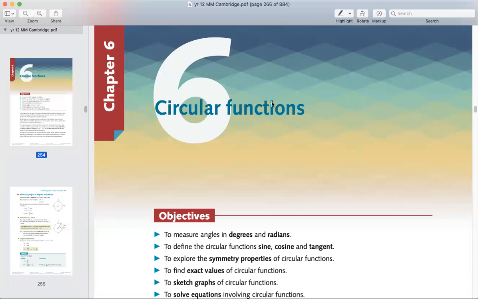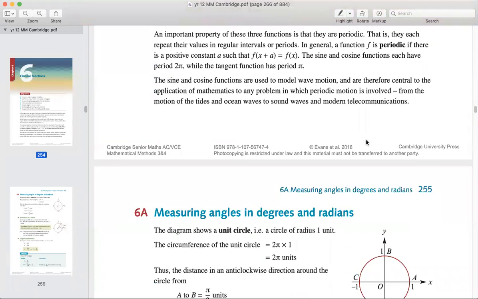Hello guys, welcome back. For these videos we're going to start chapter 6, which is called circular functions. This one is more like revision, and then we talk about it in more depth slowly. So first, why circular functions?